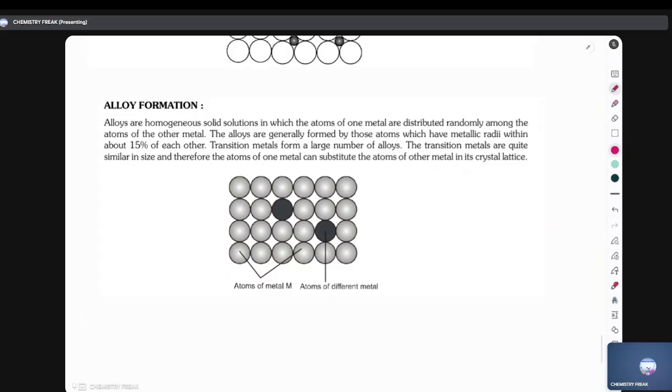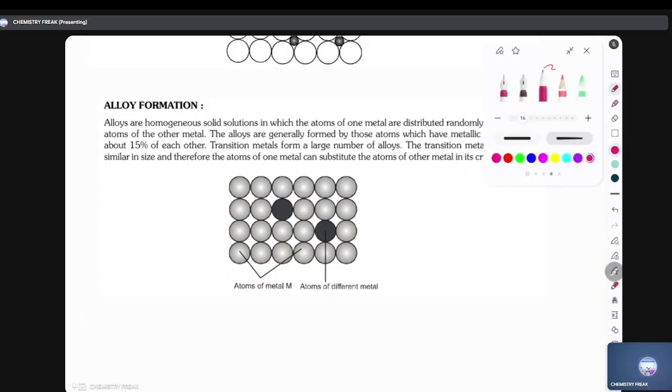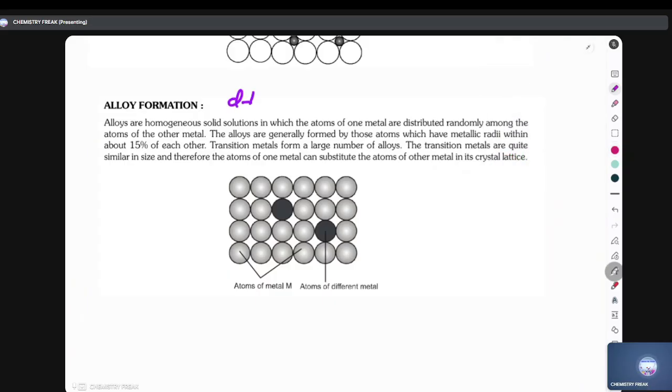Clear? Next, alloy formation. D block elements are the ones which are forming a lot of alloys. For example, let me put it in a very different way. 100 years before, ironing the cloth is a very, very difficult thing. துணி அயன் பண்றது ரொம்ப ரொம்ப கஷ்டம். It is a very big process.